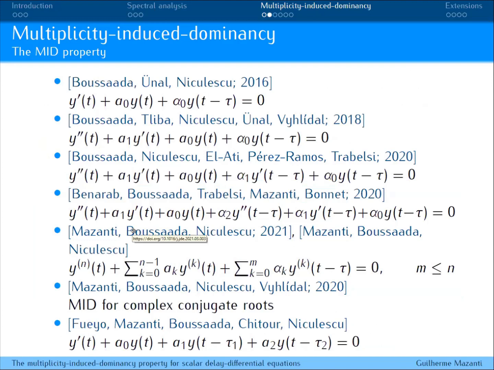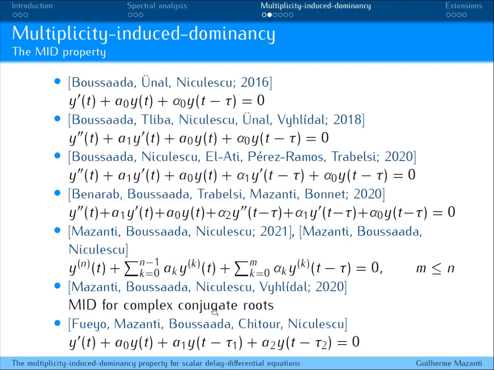And so since the late 2010s, we have some works that have proved this property for some families of systems here. So for instance, this work has proved it for systems of order 1. This has been extended for systems of order 2. In this work, this has been extended for systems also with a first derivative on the unknown function y. This work considers a neutral equation. This one considers a general equation with a single delay.